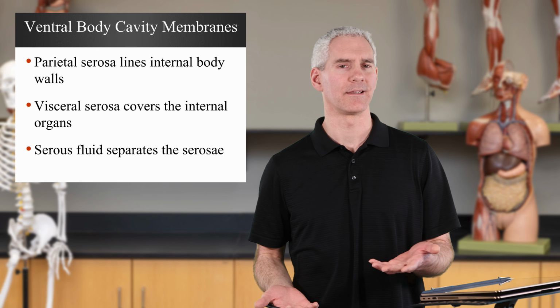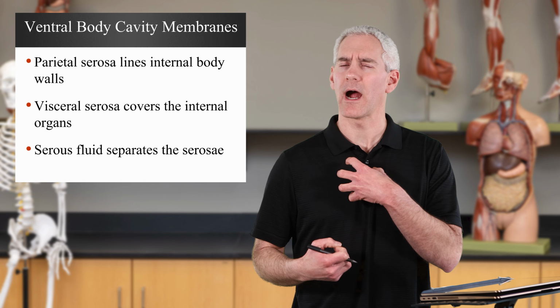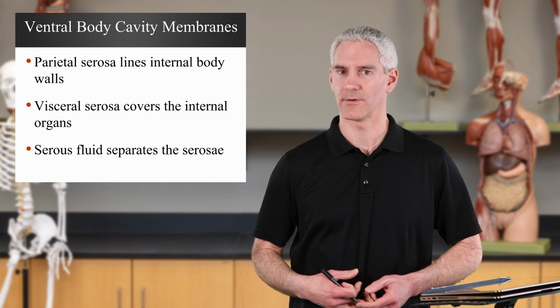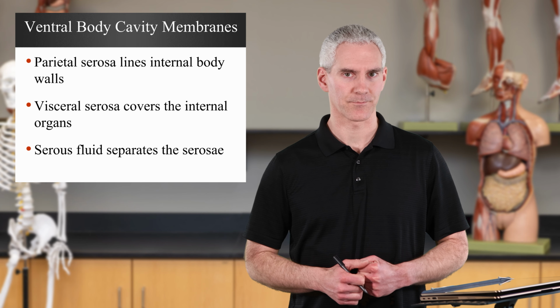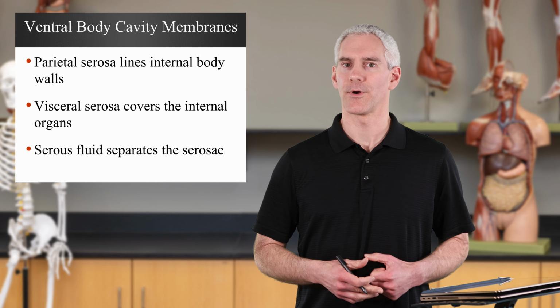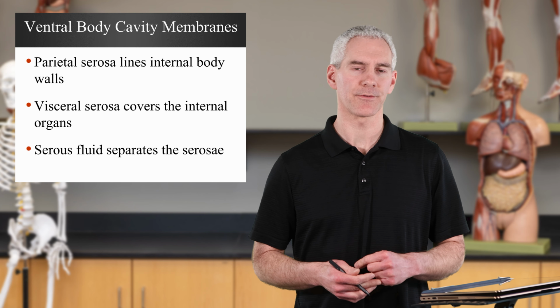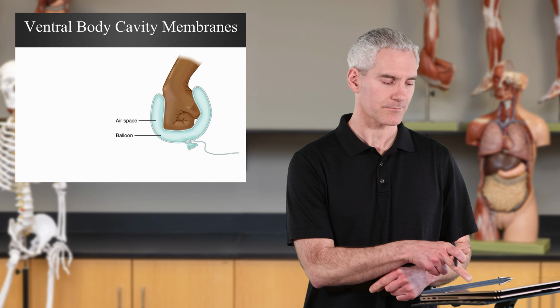The question is why? Well, think about it. Your lungs are constantly moving. Your heart's constantly moving. For that matter, most of your GI tract is moving around. You want to reduce friction. The serous membrane system, this parietal visceral membrane, is going to help reduce friction, creating an almost frictionless environment.